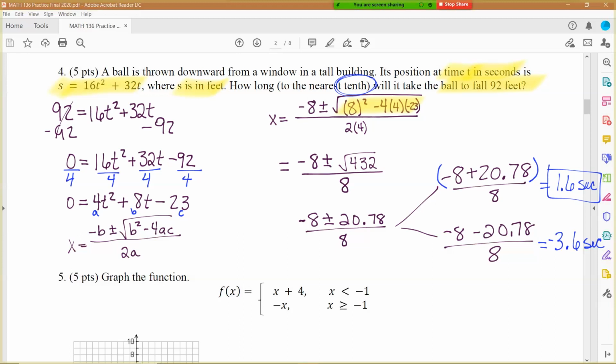Questions on this one? So kind of a classic quadratic formula word problem.